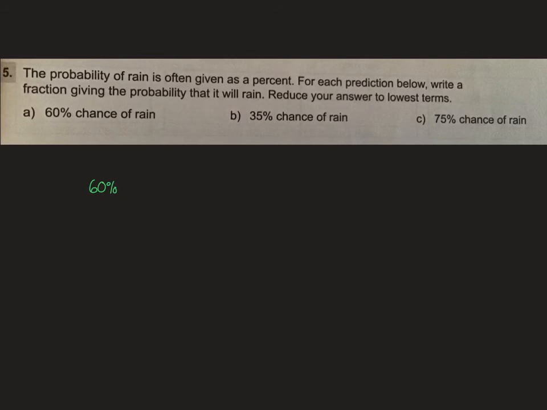60% is 60 out of 100. Now our job is to simplify. So is there anything we can divide both 60 and 100 by? Well, they both have zeros at the end, so we could divide them both by 10. That will give us 6 out of 10, and then those are both even, so we could divide them by 2 to get 3 out of 5.